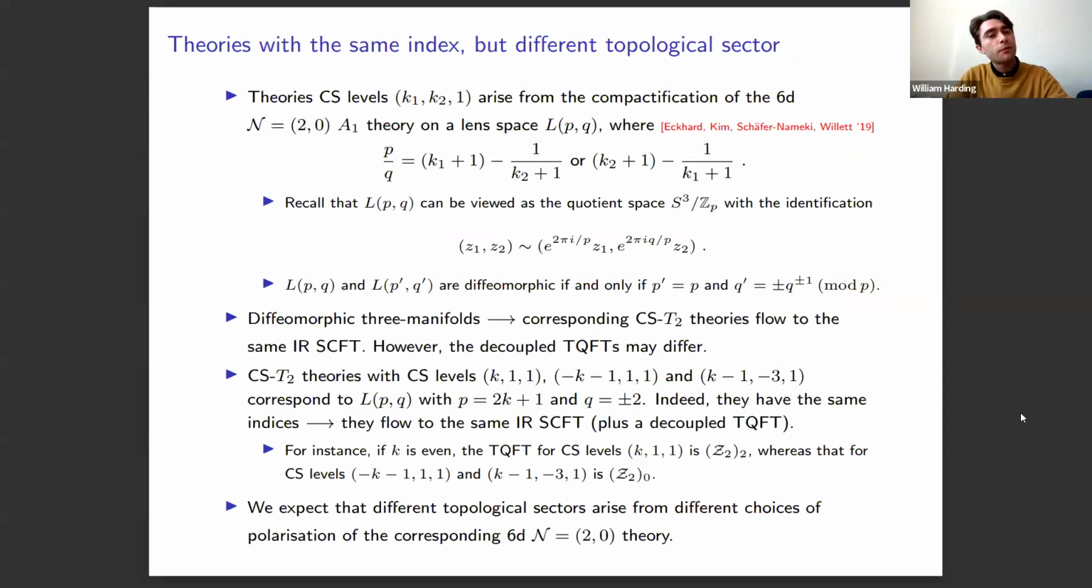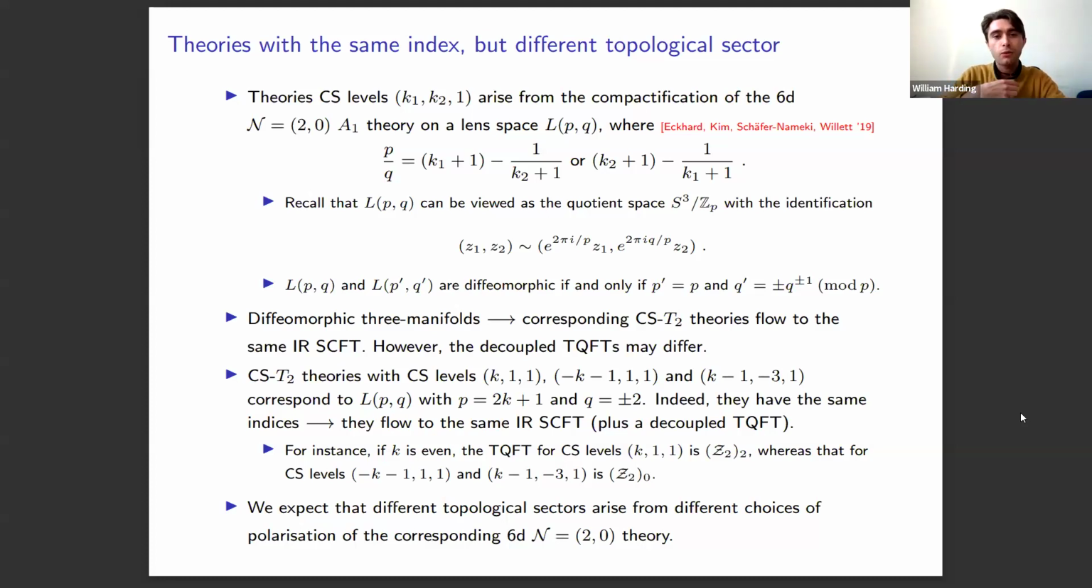Okay, so finally, I will conclude this section by pointing out a subtle point. If we compute the index of two theories, we might find that the indices are the same, and we might conclude that the two theories are dual to each other. But actually, this is not always the case, because it might be that the decoupled TQFTs, which can be derived by anomaly analysis, are different. So what does it mean? Now, I will explain this to you in this slide.